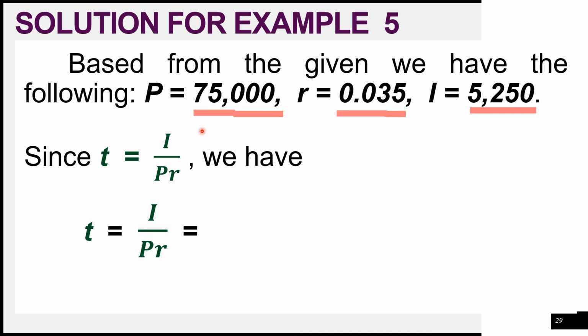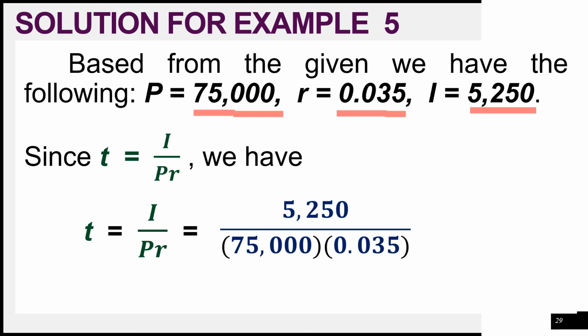Substituting the values that are given right here, we have I is 5,250 divided by the principal is 75,000 pesos and the rate is 0.035. Multiplying 75,000 by 0.035, whatever the product is, we will divide it from 5,250. Then we will get 2. Therefore, the loan term for this loan of Carlo is 2 years.